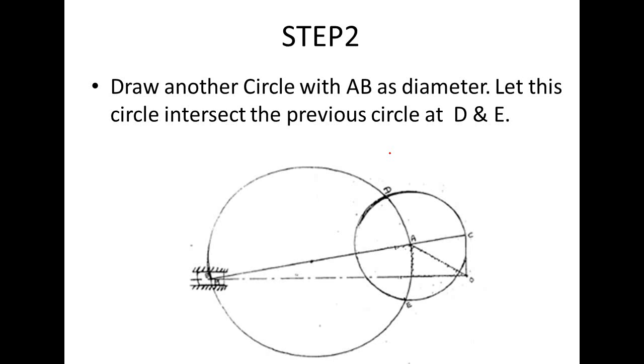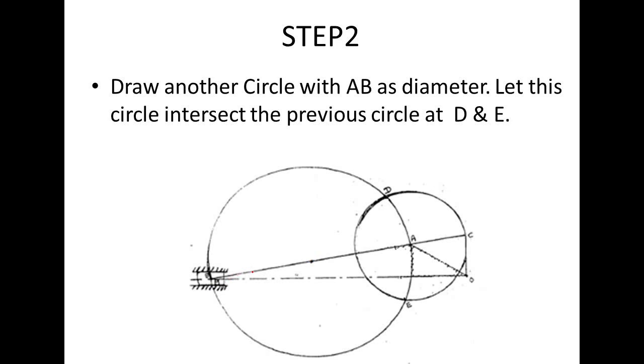In step number 2, we have to draw another circle with AB as the diameter. In the previous step we took AC as the radius, but here we consider AB, the connecting rod, as the diameter. We get the midpoint somewhere here, and the portion from the midpoint of the connecting rod to the point A becomes the radius.